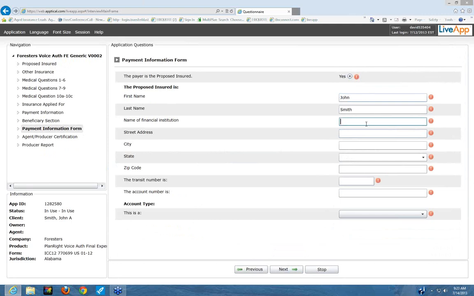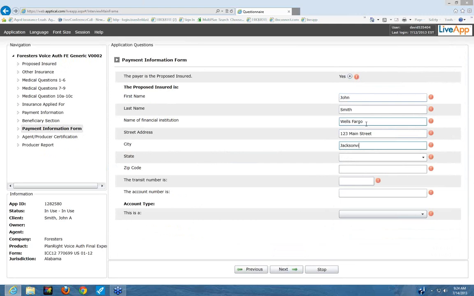Okay, John, so now we're into the payment information. What bank do you do business with? Wells Fargo, okay. So, John, just so you know, they ask for the street address. It's not that important. So I'm just going to put down Main Street, just so you're aware of what I'm doing. However, did you open this account in Jacksonville?